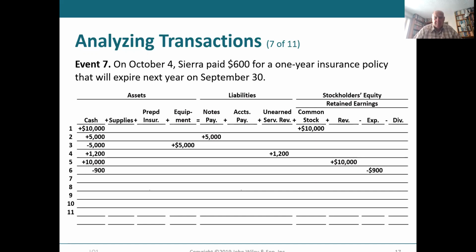On October 4th, they bought an insurance policy for $600. When you buy an insurance policy, it is an asset at that time. It becomes an expense only when you get the benefit of the policy. So they paid for this policy $600, and I'm guessing that it's going to expire at the end of the next year. So they bought the policy for $600, and they're going to be expensing it off at $50 a month over the next year. When you buy the insurance policy, it's called prepaid insurance. It's a prepaid asset.